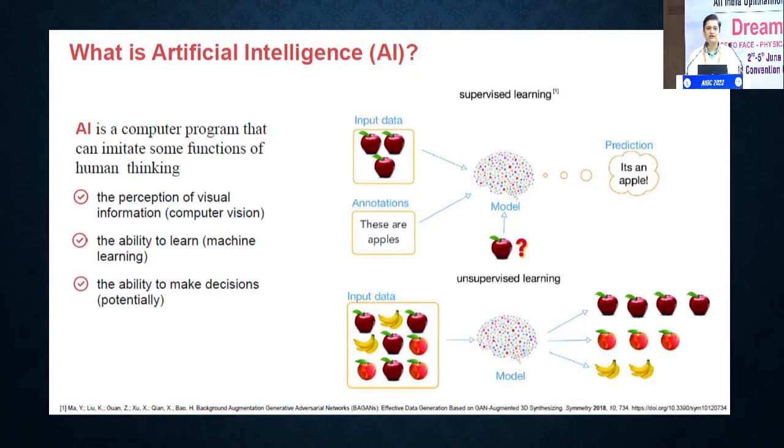What basically is this artificial intelligence? See these two pictures. First is supervised learning. You give input data of an apple and tell that this is an apple. So the machine identifies, yes, this is an apple. So you supervise the machine. But then the other is unsupervised learning. When you give lots of fruits and then you develop the neural networks which categorize apples, bananas and other fruits in different categories. So this is what unsupervised learning is.